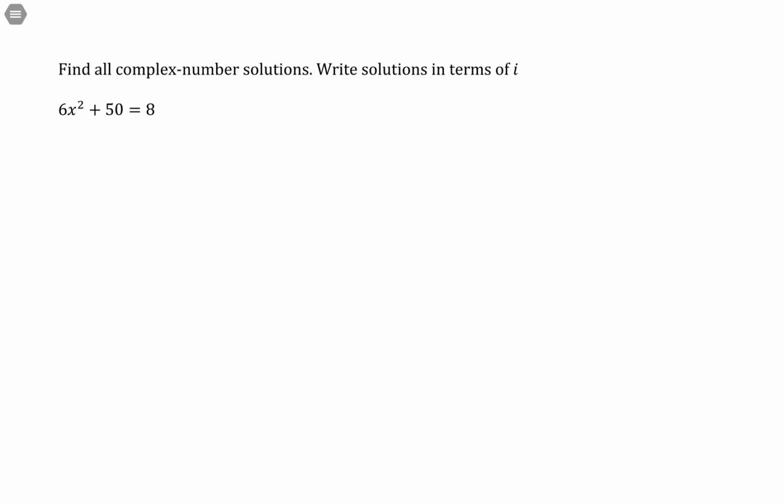Now it is a quadratic, which generally means we need to get everything to one side, set equal to 0, and try to factor. But in this particular case, because there's no linear term, it's a little bit easier. All we have to do is just move the constants to one side.